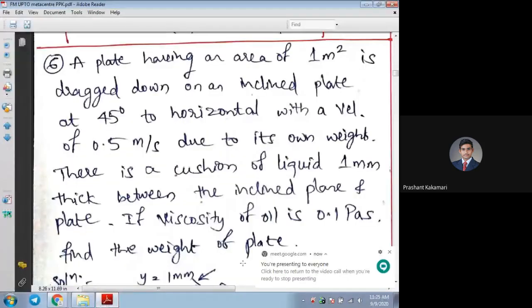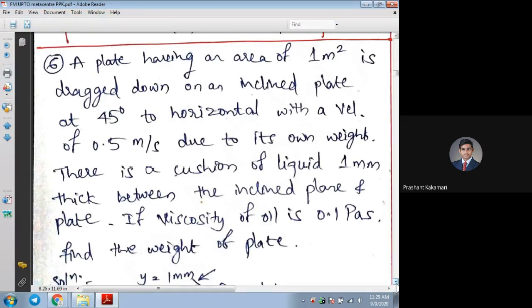So here they have written the viscosity in terms of Pascal second, which is nothing but Newton second per meter square. So Newton second per meter square given means it is the dynamic viscosity, or the coefficient of viscosity, or generally viscosity. So we cannot consider this as a kinematic viscosity. That is one of the understandings. Now finally what we need to find out is the weight of the plate by which it is moving on the inclined plane. Now in such a situation, area is given, so I can take the equation F by A equal to mu into U by Y.